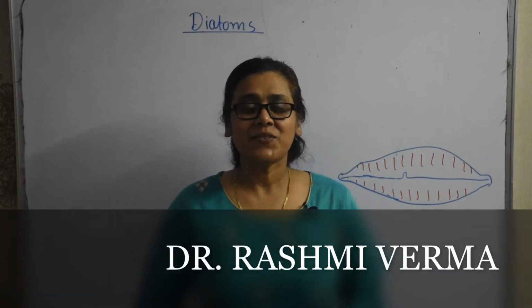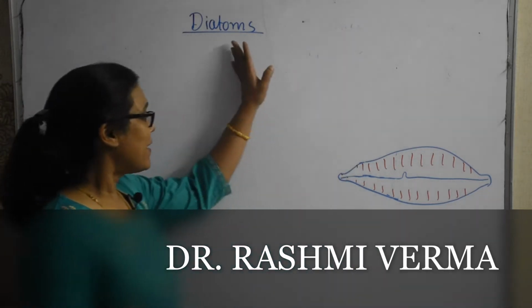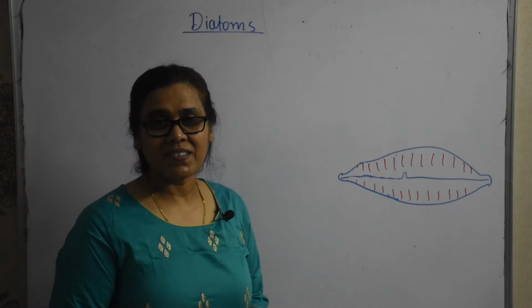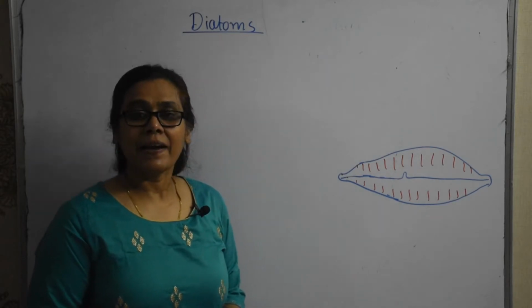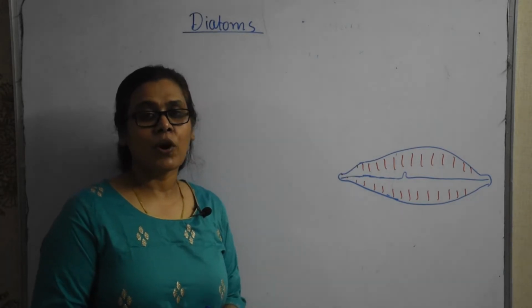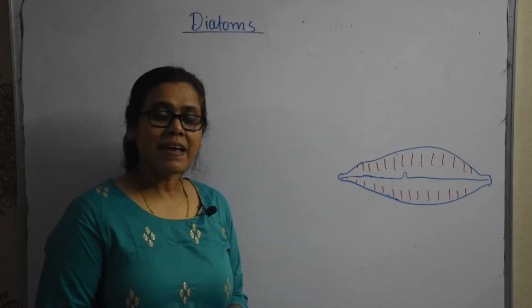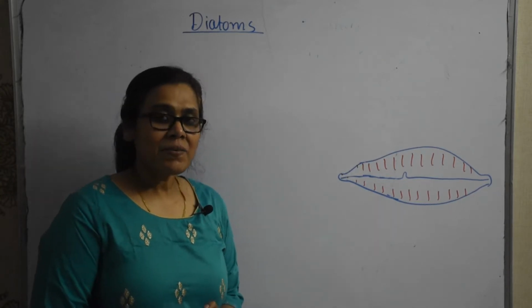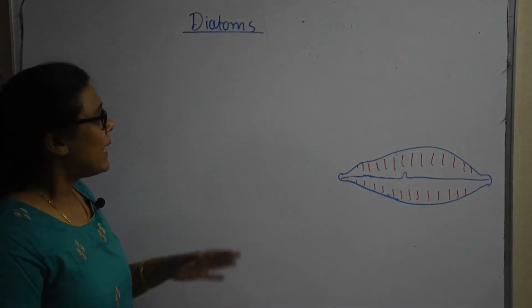Hello everyone, in this video I am going to talk about diatoms. Diatoms are golden brown photosynthetic protists. They are both aquatic and terrestrial. Aquatic diatoms can freely float on the surface of water, and this happens due to the presence of lightweight lipids. Here we will see some characteristics of diatoms.